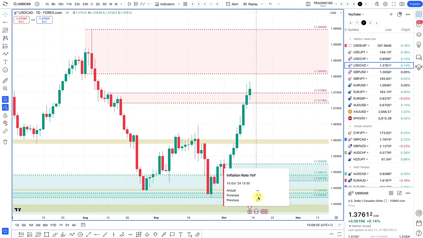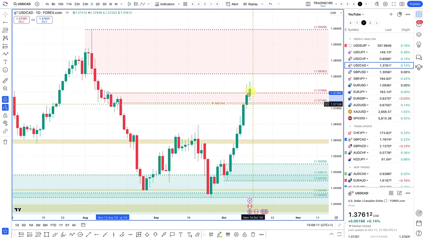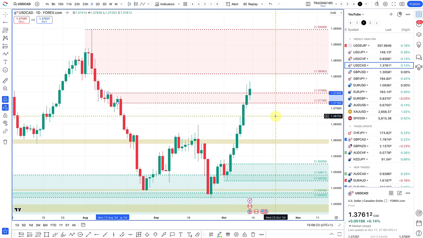So I think the market is waiting for that. If it comes out as 2.1, I think the Canadian dollar could be a really nice buy trade, meaning you're buying the CAD and selling the US dollar. Not this pair particularly that I'm interested in, but the CAD against another currency, something like the Swiss franc.